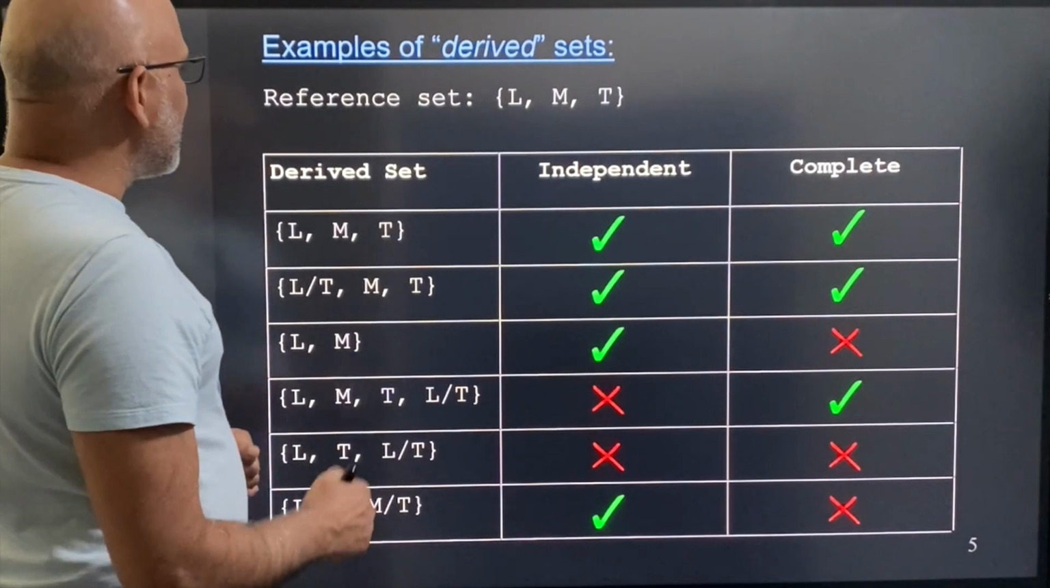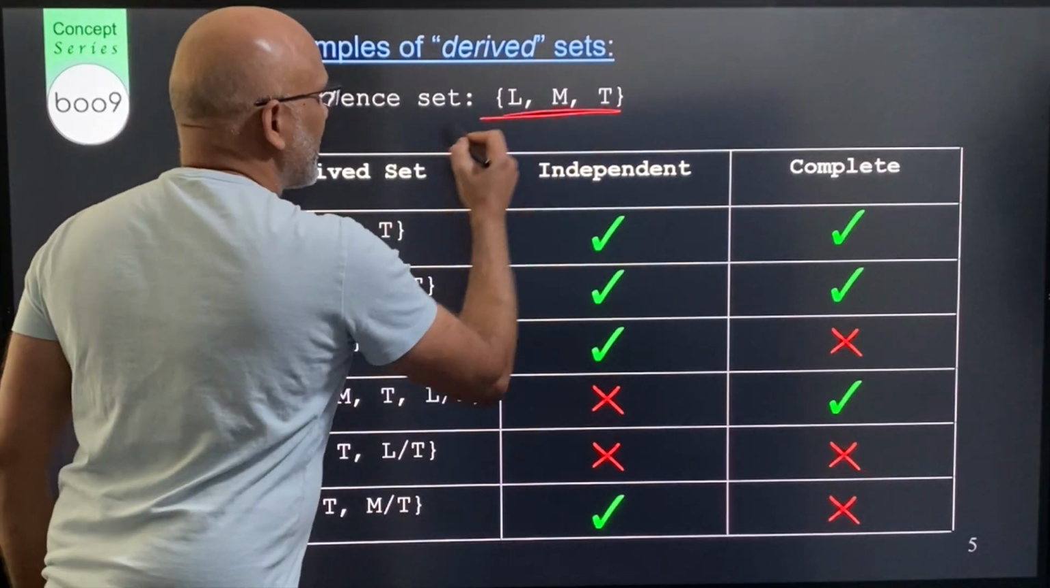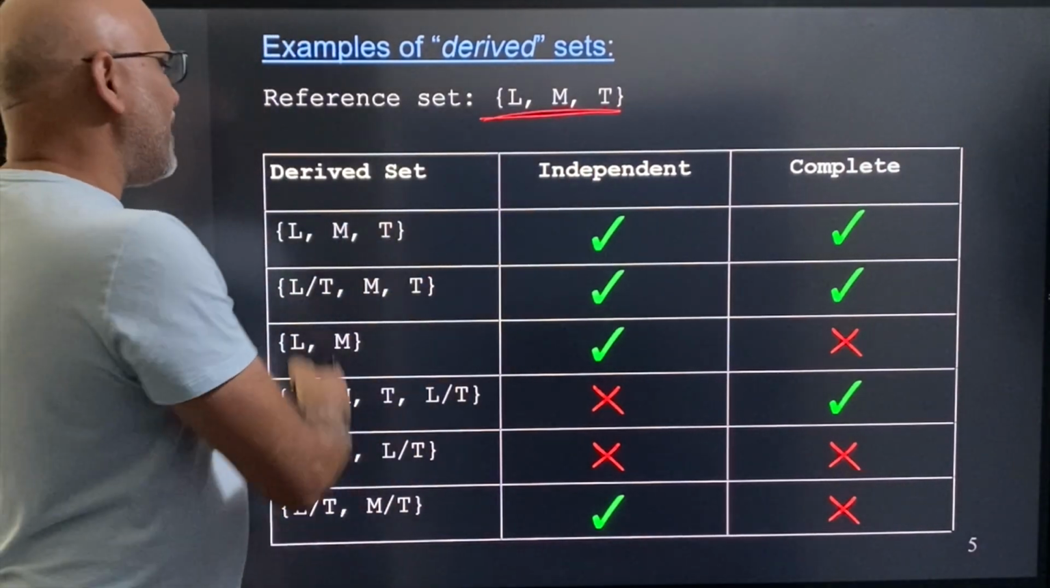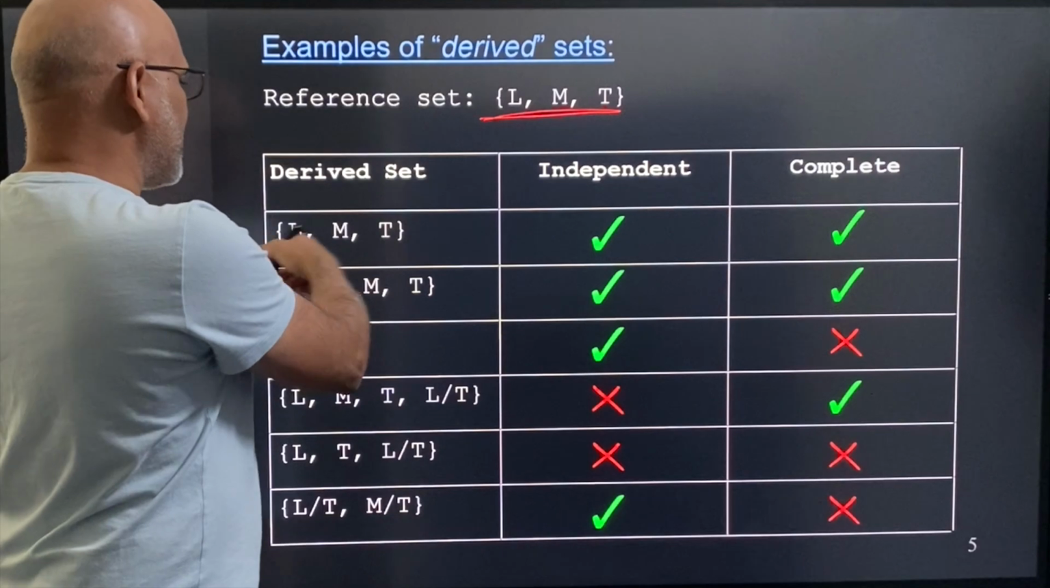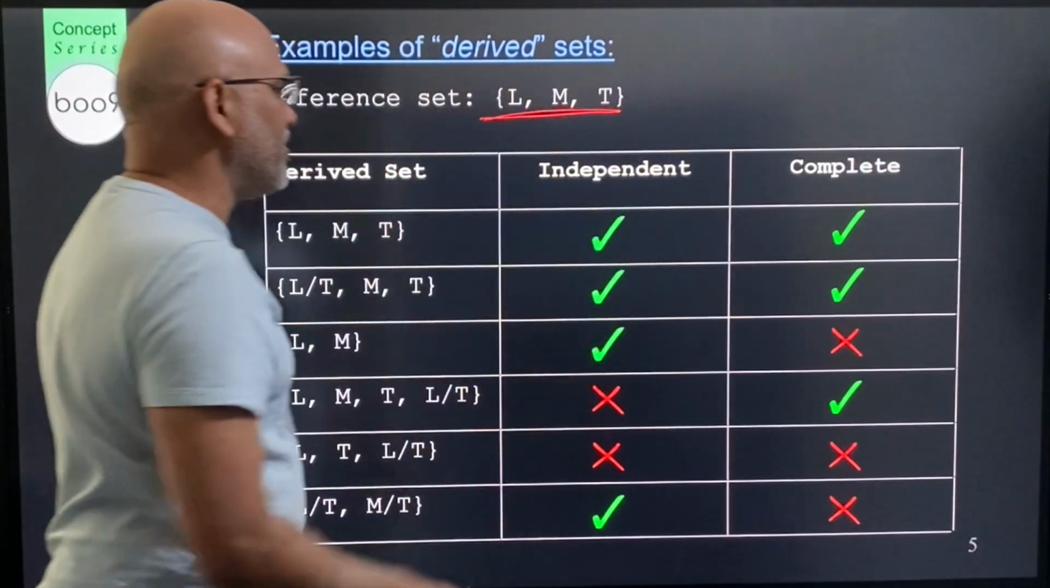But as you can see here, this is my reference set: length, mass, and time. I have copied that here one more time. So this is trivial, right? Length, mass, and time is also independent and complete. That is actually given to us.